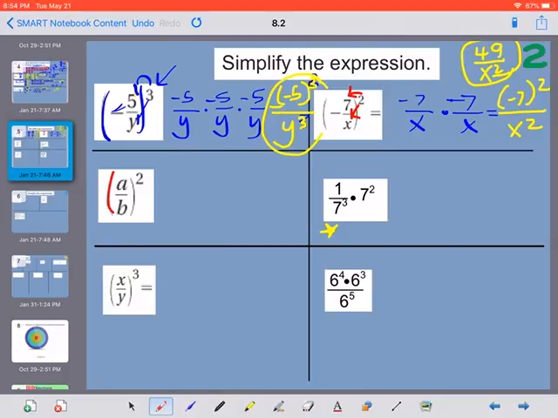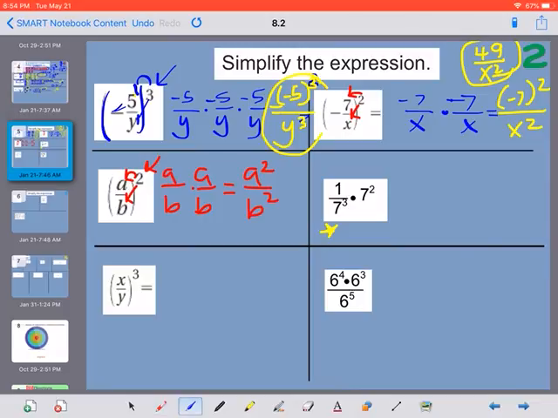Next, we could write this, whatever's in parentheses, 2 times: a over b times a over b. You know there's 2 a's and 2 b's. The exponent gets delivered or distributed to both parts of our fraction.